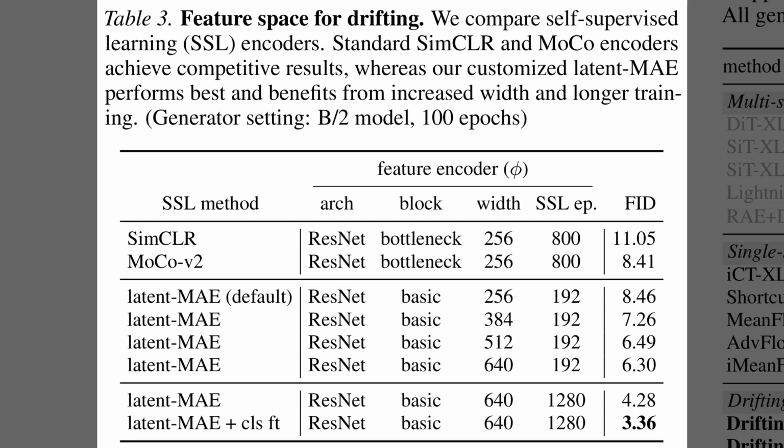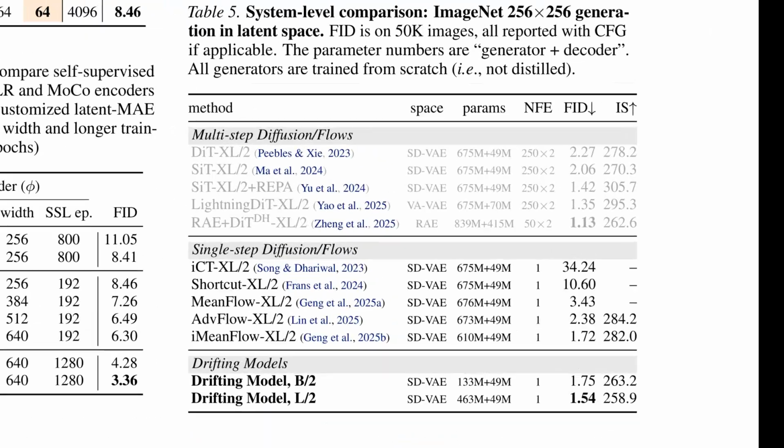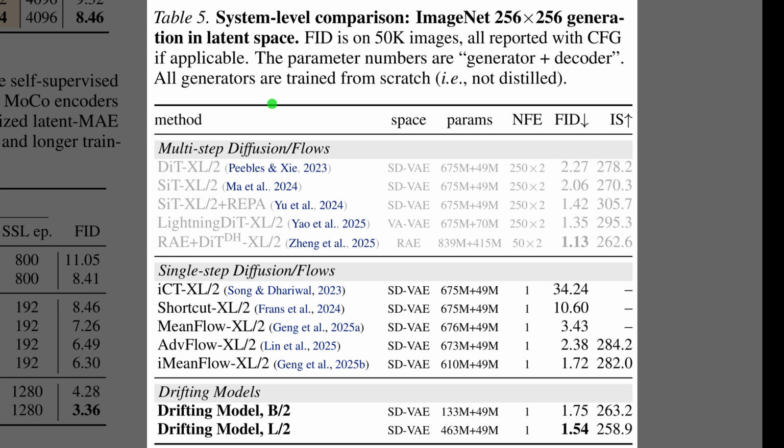Alright, while the toy examples confirmed the theory, applying this to real images requires a robust feature space to calculate those drift vectors. Table 3 compares different self-supervised encoders for this task. The top rows show that standard methods like SimCLR and MoCoV2 achieve FID scores around 8 to 11. However, the middle section introduces a customized latent masked autoencoder. We see that simply increasing the network width from 256 to 640 steadily improves performance. Finally, the bottom rows show that extending the training to 1280 epochs with classification fine-tuning drives the FID down to 3.36.